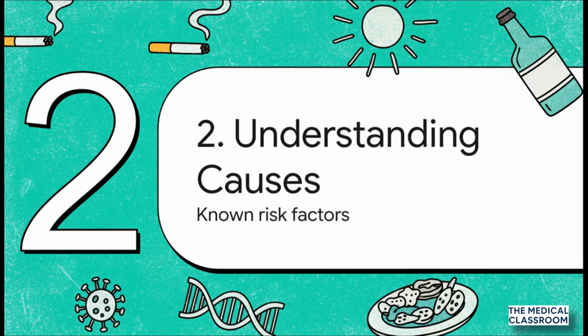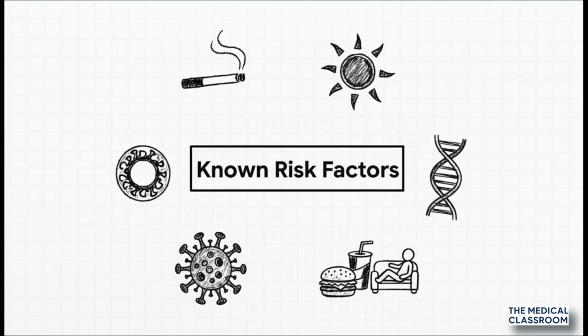Let's take a look at the risk factors we know about. These changes in our cells, these mutations, can be kicked off by a few different things. The absolute biggest one that we can control, tobacco use, no question. But other things play a role too, like exposure to harmful radiation, think UV rays from the sun, certain viruses like HPV, your family's genetic history, and of course, lifestyle stuff like a poor diet, not enough exercise, and obesity.